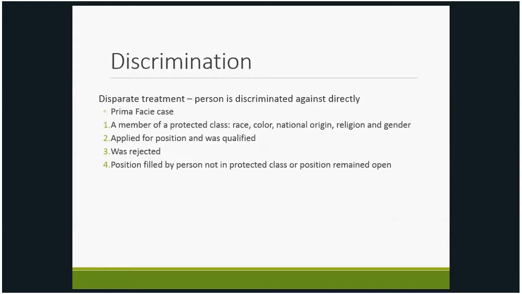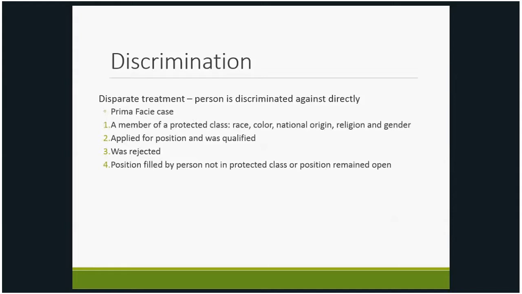In order to create a prima facie case, and prima facie case means it is a claim on its face that discrimination has occurred, the first element is that the person making the claim must be a part of a protected class. The discrimination needs to be a part of race, color, national origin, religion, or gender. Second, they had to have applied for a position and been qualified. Third, they were rejected. And that could be applying for a brand new job or a promotion or for their existing job right now.